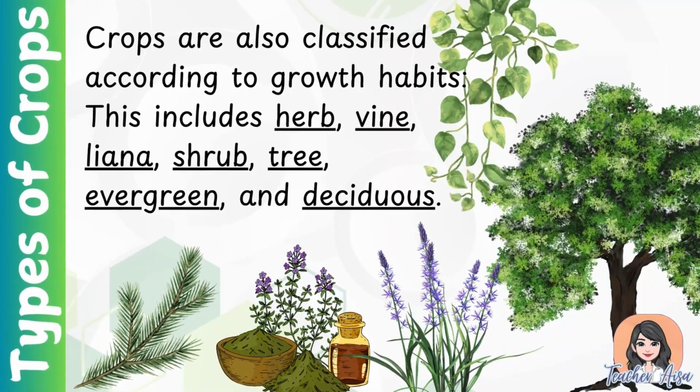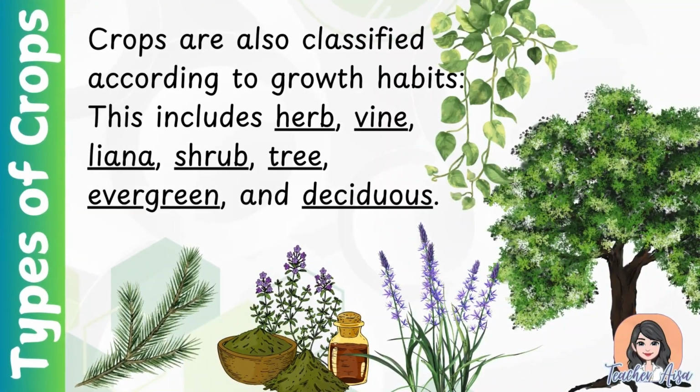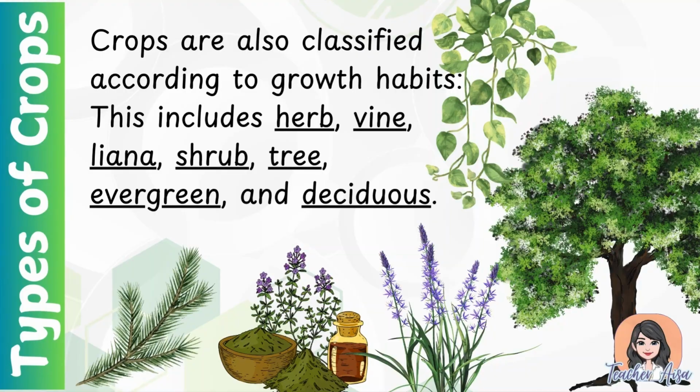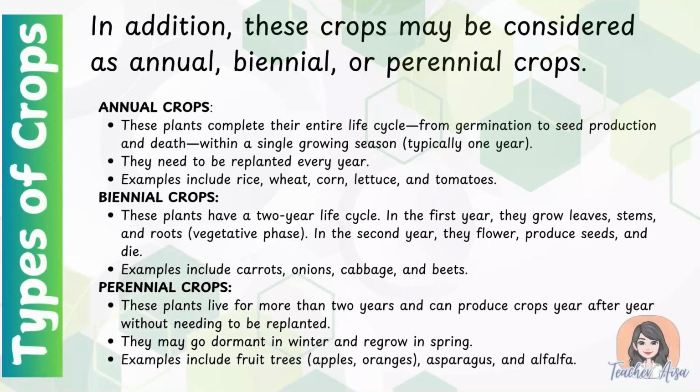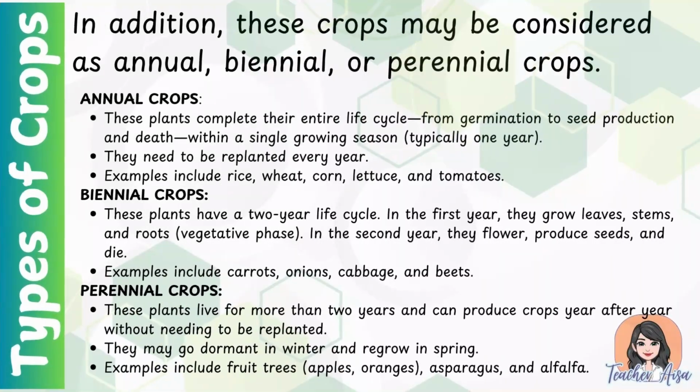Crops are also classified according to growth habits. This includes herb, vine, liana, shrub, tree, evergreen, and deciduous. In addition, these crops may be considered as annual, biennial, or perennial crops.